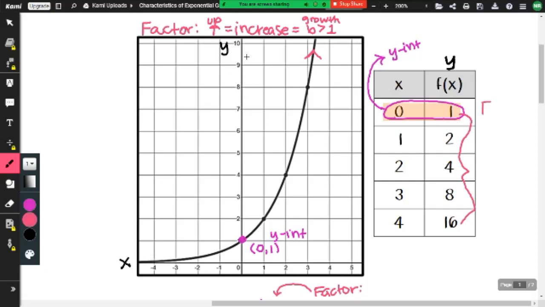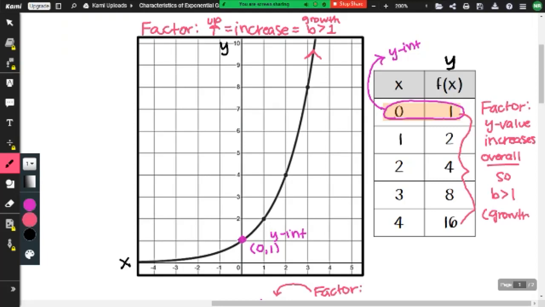We are increasing. So as far as the factor, if your y value increases overall, meaning in general, just get a general idea. Is the number going up from 1 to 16? 16 is bigger, so it's increasing. So the number in the parentheses, your factor, is going to be greater than 1. It's going to be growth.